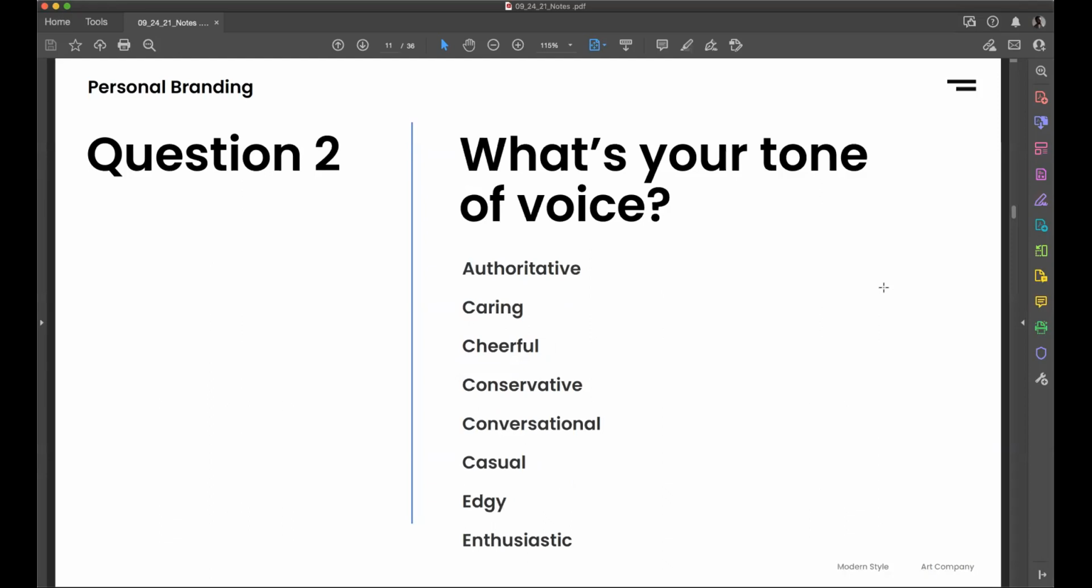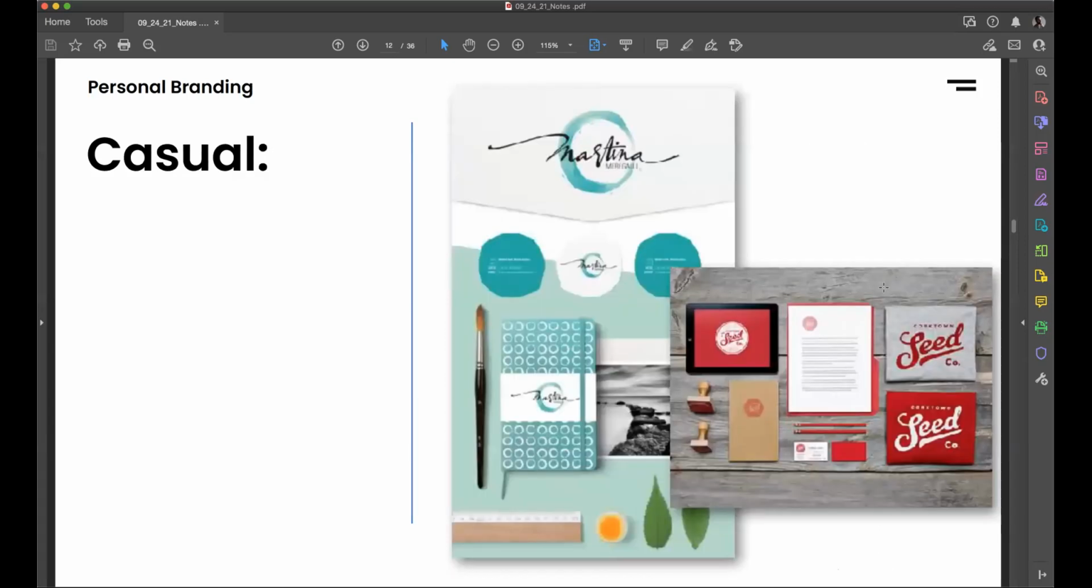Okay. So another thing you can think about is, what is the tone of your voice? If your brand could talk, how would it communicate to people? You could say authoritative, caring, cheerful, conservative, conversational, right? That's a good one. It means it's give and take. It's not so much authoritative. Maybe you don't want to come off that strong right now. Is it casual? Is it edgy? Is it enthusiastic? So think of these key words that would really represent you.